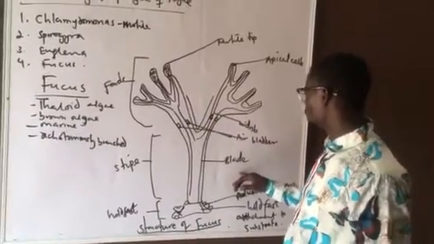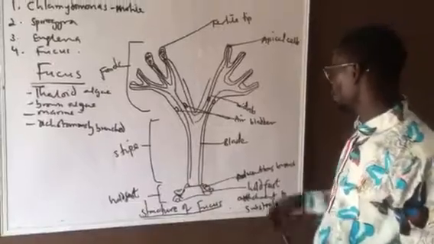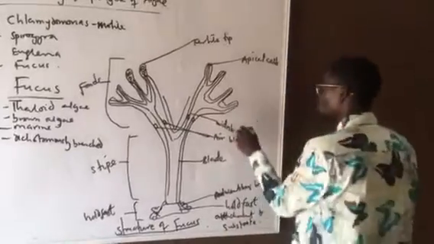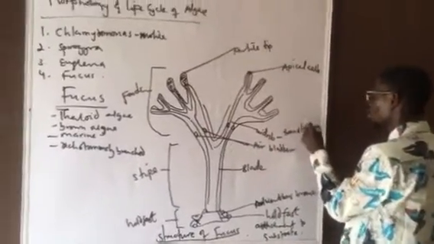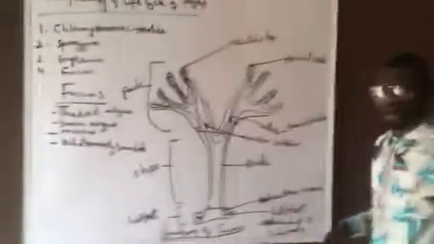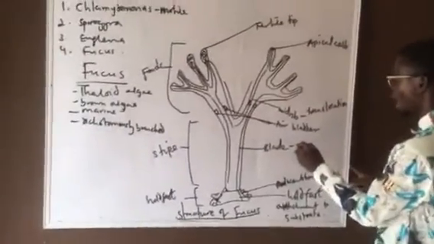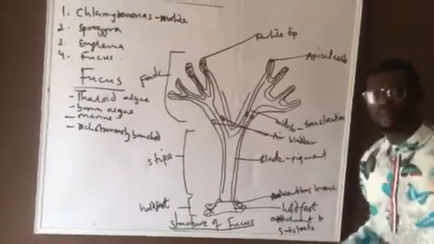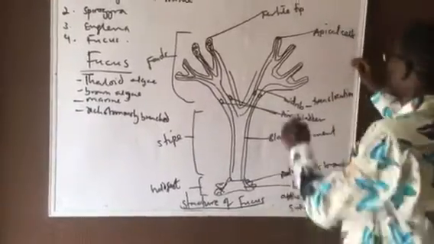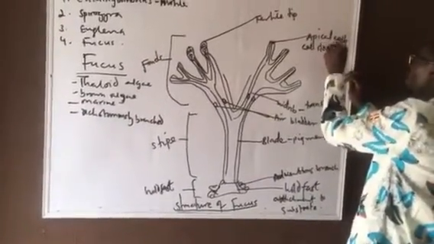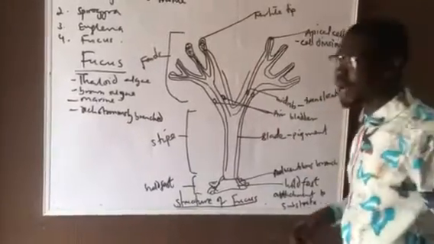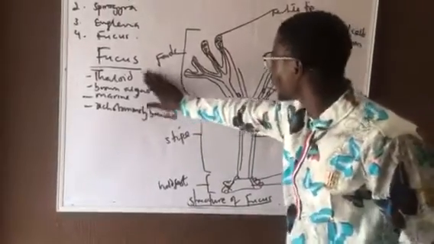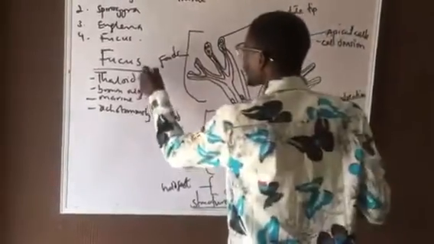So the blade usually contains brown pigment, while the midrib is usually for translocation of substances, movement of materials. Then the blade possesses pigment, brown pigment. Then we also have the apical cell, which is responsible for cell division. It carries out cell division. And we also have the fronds. The fronds have photosynthetic pigment. They are used for photosynthesis.